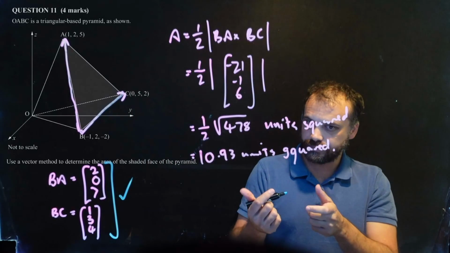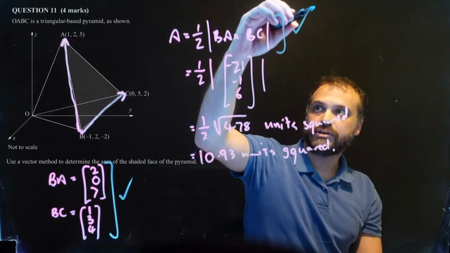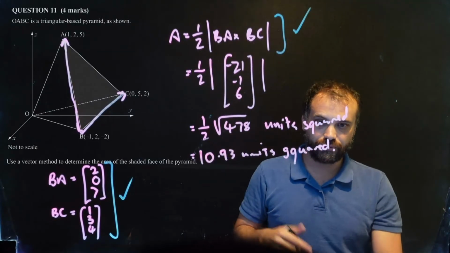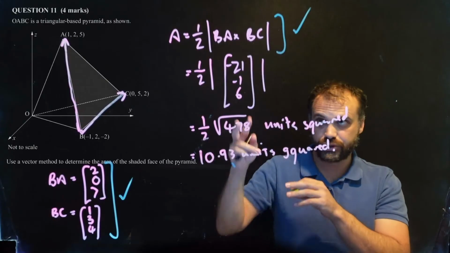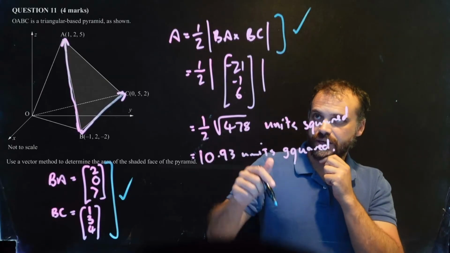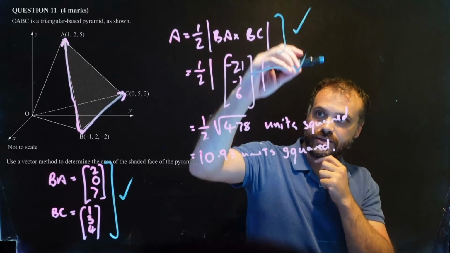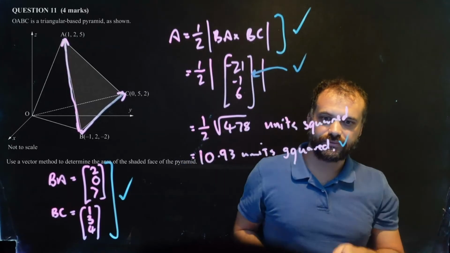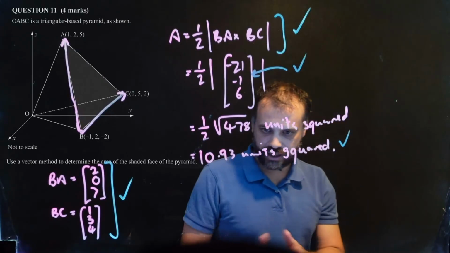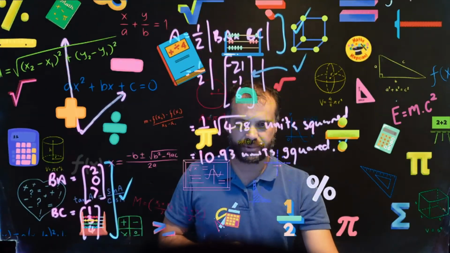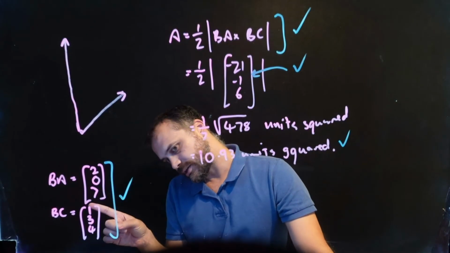Now, incredibly, they give you a mark just for writing that the area is equal to half of the magnitude of those two vectors. So there's your mark. They give you a mark for calculating this, and they give you a mark for your answer. There is 4 marks. Let's celebrate, and one last question.